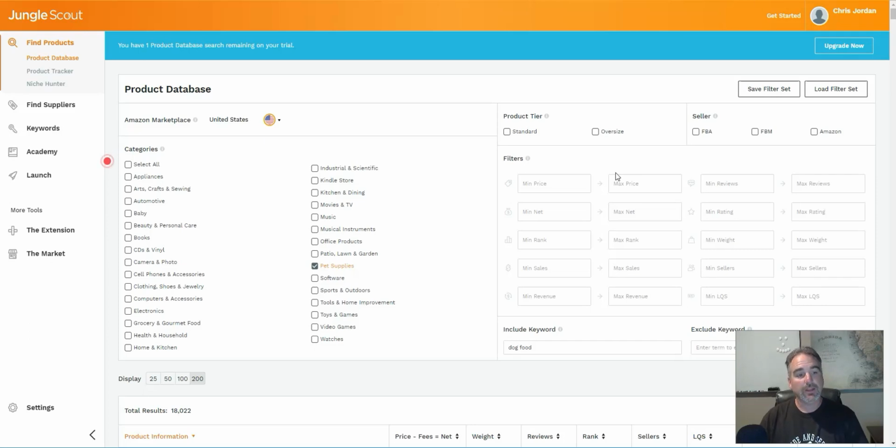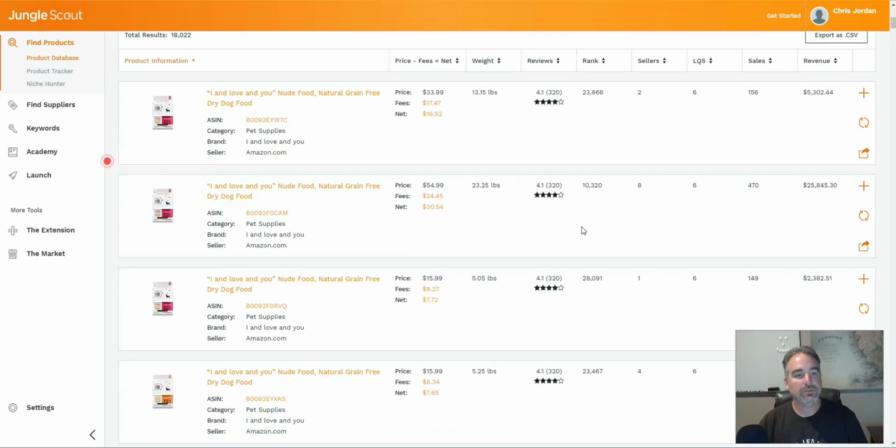So anyway, they both pretty much work the same, and what they do is you just put some categories in, and you can put a keyword if you want, and these parameters, and it just returns a list of products, and it gives you all kinds of information as far as their reviews, rank, sellers, all this good stuff.